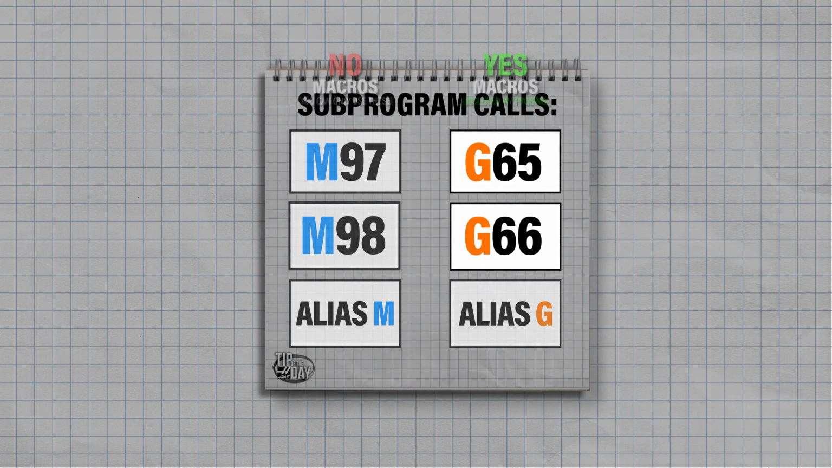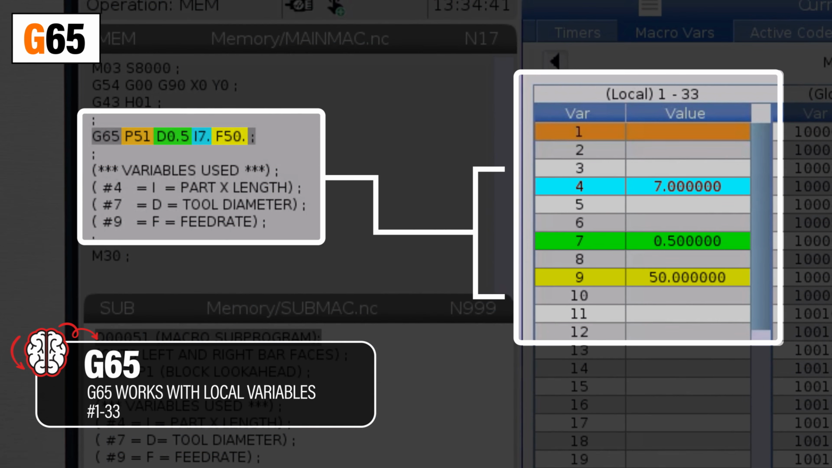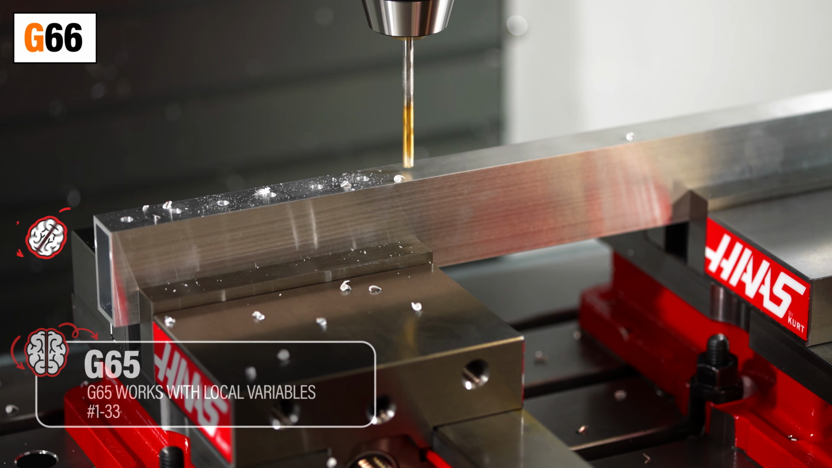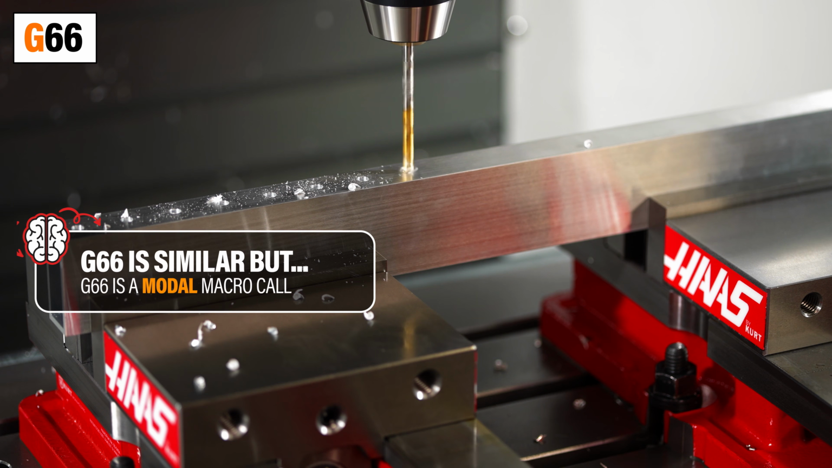We talked about G65 macro calls and how they work with local variables. Now, a G66 macro call is very similar to the 65 that we looked at, with one big difference.